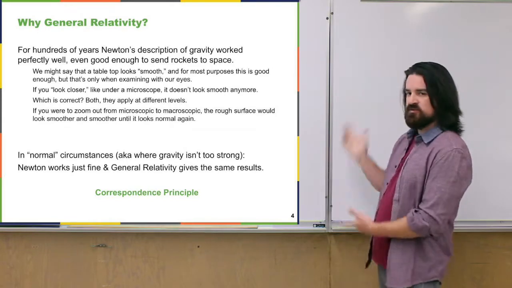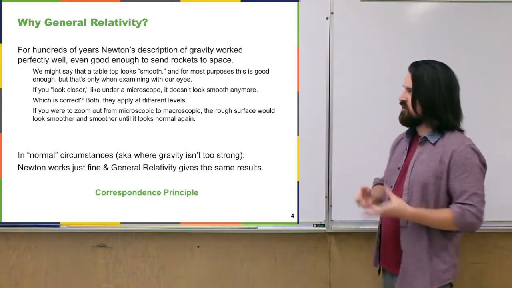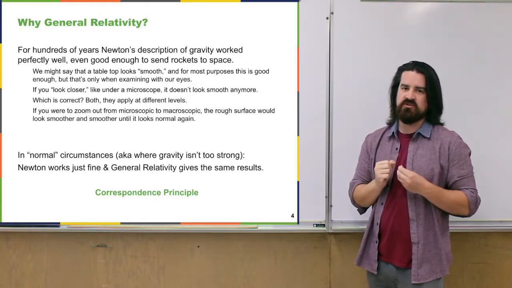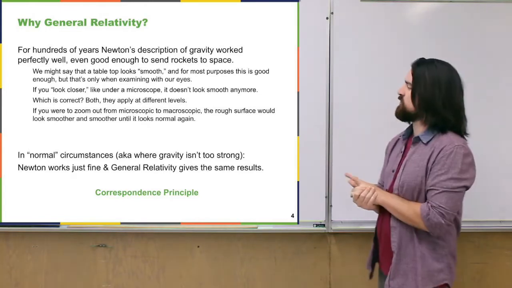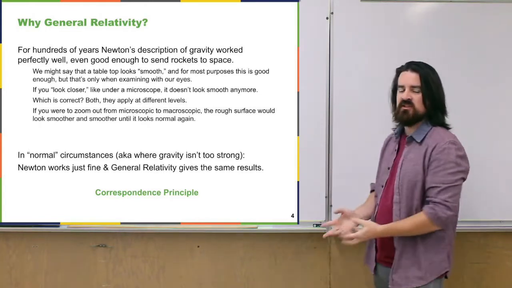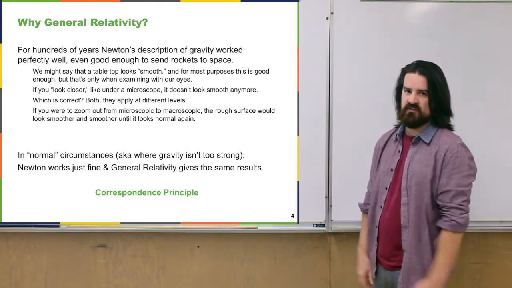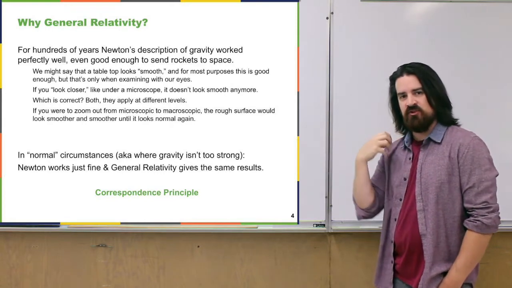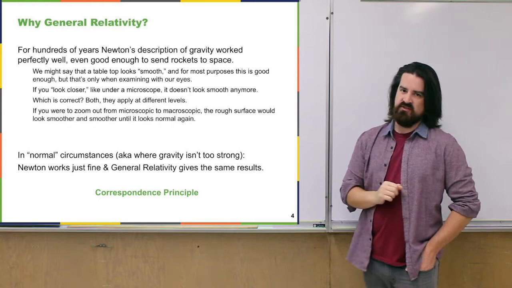So since Newton's theory of gravity works just fine in our normal circumstances, our new theory, general relativity, still better give us the same results that Newton did in our normal circumstances, and it does. So in normal circumstances, general relativity gives the same results and predictions that Newtonian gravity does. But when you go into areas where the gravitational fields are extremely strong, general relativity starts to tell us different things than Newton would.